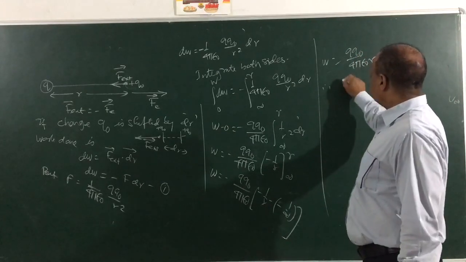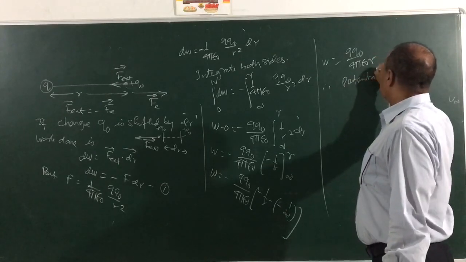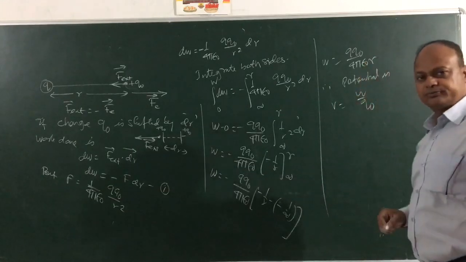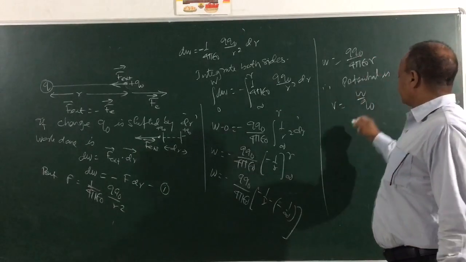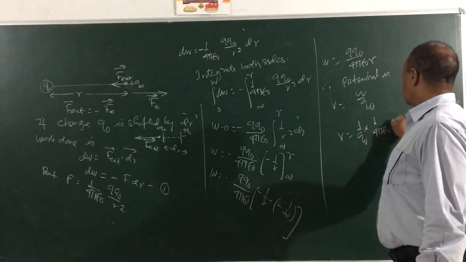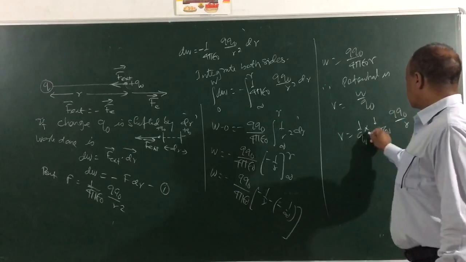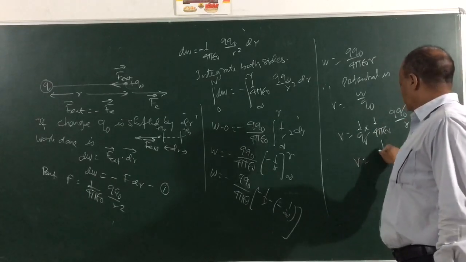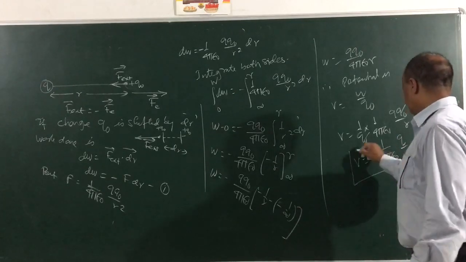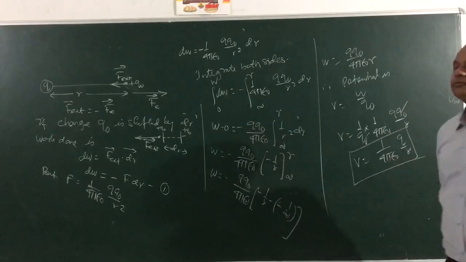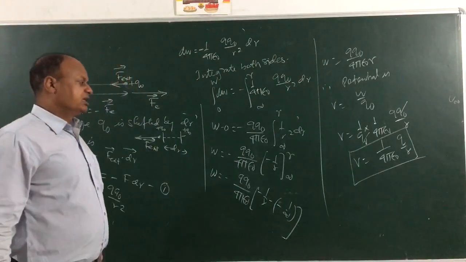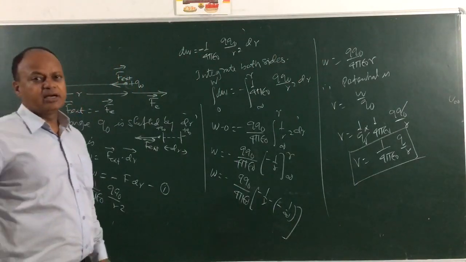Therefore, potential V equals W by Q naught. If I divide by Q naught, the Q naught cancels out. So V will be equal to 1 by 4 pi epsilon naught Q by r. It is a very important derivation. Potential due to a point charge at distance r from it is V equals 1 by 4 pi epsilon naught Q by r.